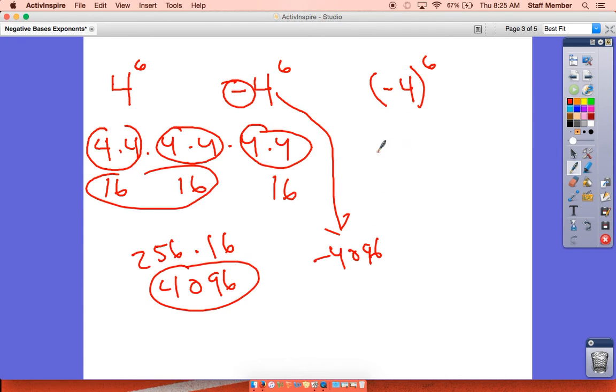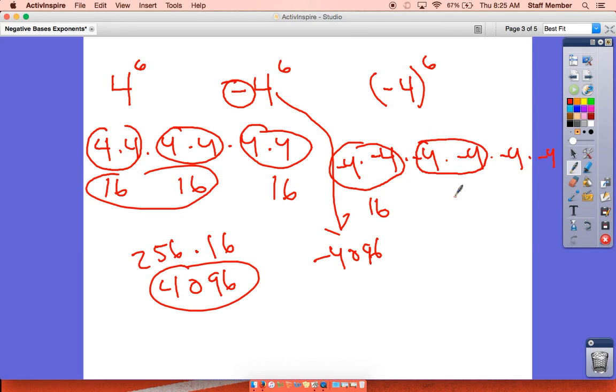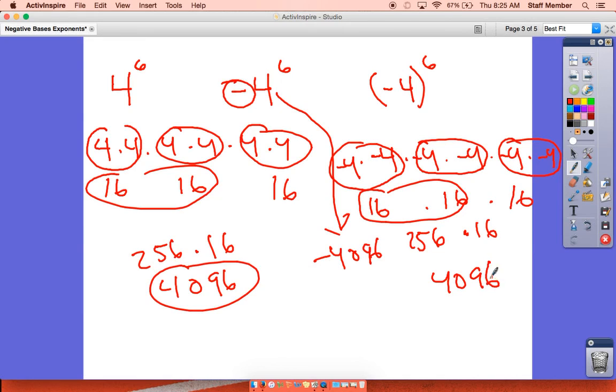This problem is going to work kind of the same way, except we're going to use negative 4 for our numbers. Negative 4 times negative 4 times negative 4 times negative 4. Two negatives equal a positive when you multiply, so that's 16. Same thing, two negatives equal a positive, so that's 16. 16 times 16, we already figured out over here, was 256. 256 times 16 is 4,096. That's really all there is to it.